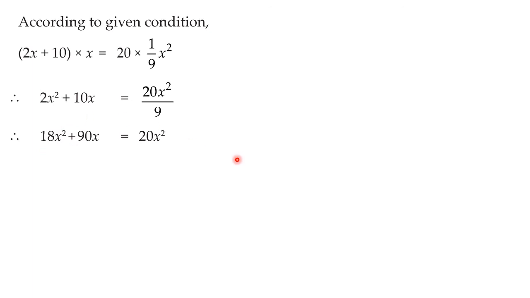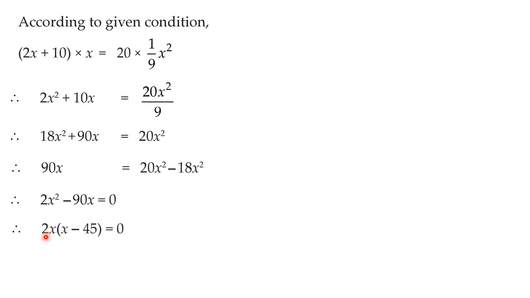Okay. So if you write it properly, you will get it like this. 90x here and 20x square minus 18x square. So 20 minus 18 is 2. So here the answer is 2x square. So if we write it properly, we are going to get it as 2x square minus 90x is equal to 0. Now here, either you can divide by 2 first, or directly also you can take out 2x as common. And then inside the bracket you will get x minus 45 is equal to 0.